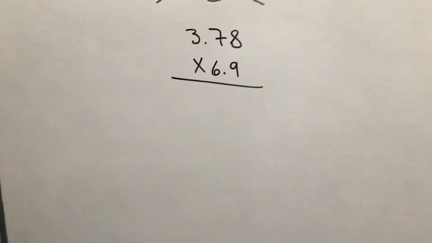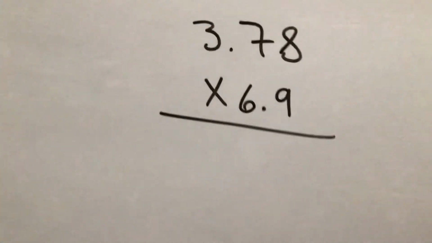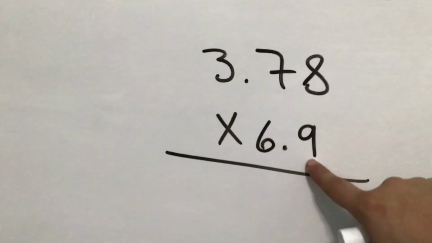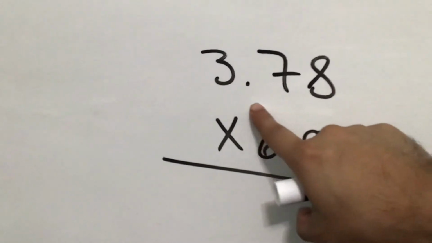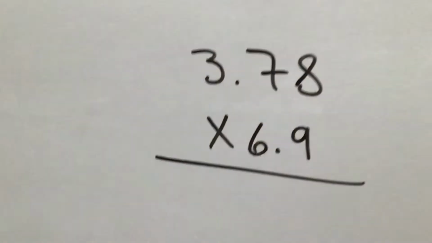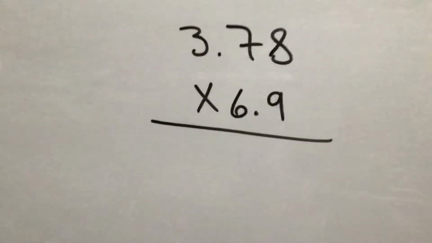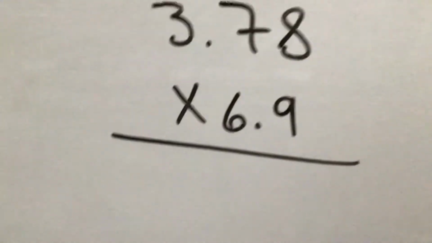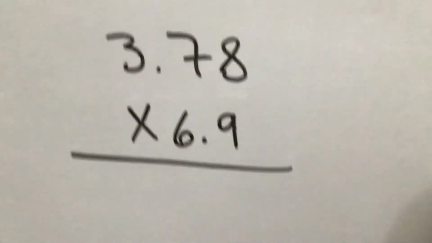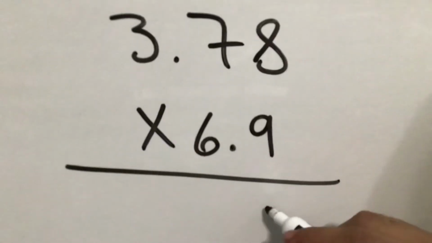So we're going to start with 9. The number here is going to multiply across the top. Again, we ignore the decimals right now. We pretend they're not there. So we do 9 times 8. That's going to be 72.